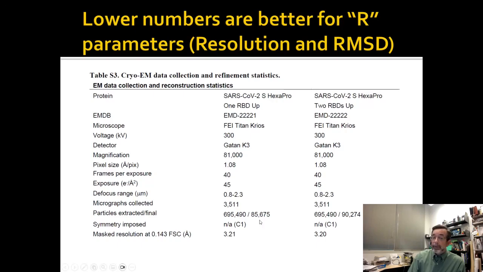And I just want to, there's only a few of these numbers that are really important, but you see they're comparing 2 HexaPro proteins. They got one configuration with 1 RBD up, and they got another one with 2 of the 3 up. Okay? And when you look at them, a lot of the numbers are very, very similar. And even the resolution is very similar. And we can say that the resolution looks about the same.